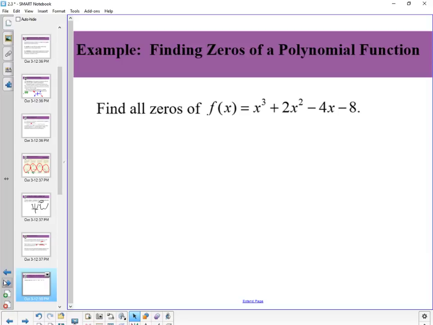Just a heads up. How many solutions should I get? 3. Why? Because the degree is 3. Yeah, 3, but there will be repeats. What if you don't get 3? Then go back and check. I got 2. You should get 3. What's multiplicity? It counts as 3.